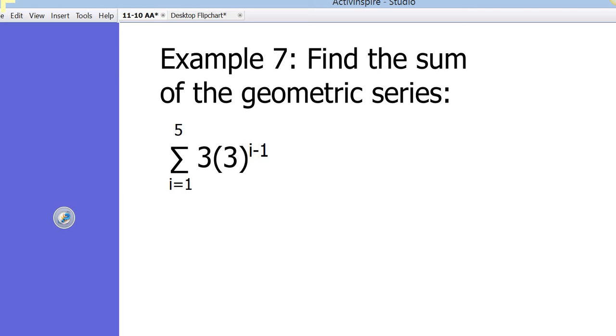I haven't plugged in 2 yet. I haven't plugged in 3 yet. I plugged in 1. Now, look, I've got to plug in 2. Plug in 2 to i. So that's 3 parentheses 3 to what power? 1. Because 2 minus 1 is 1. So what's 3 to the first power? 3. So 3 times 3 is? 9. Now I'll move on to the next one.